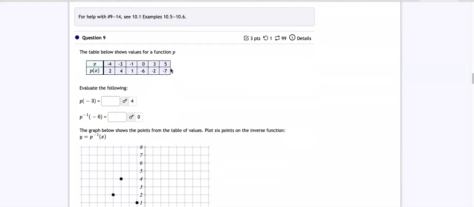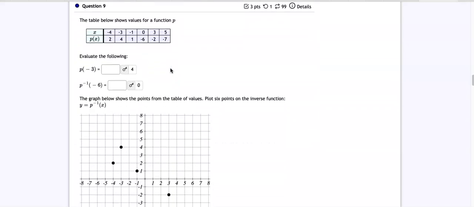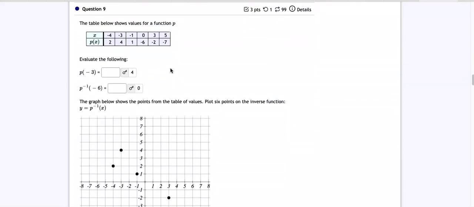Okay, so now we're going to move on to question 9. We are looking at something new, and that is inverse notation.